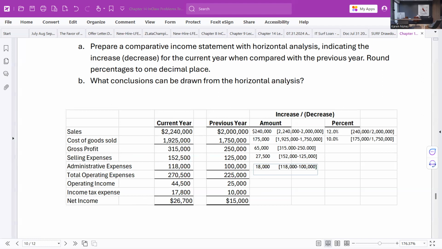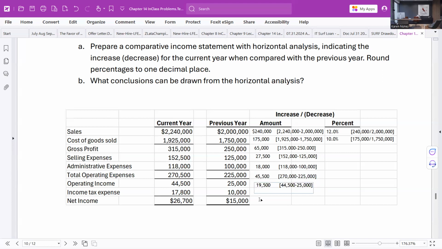So altogether, when we look at those total operating expenses, they've gone from 225 to 270,500. That's a $45,500 increase in those operating expenses. And operating income, well, operating income has increased as well, 44,025.